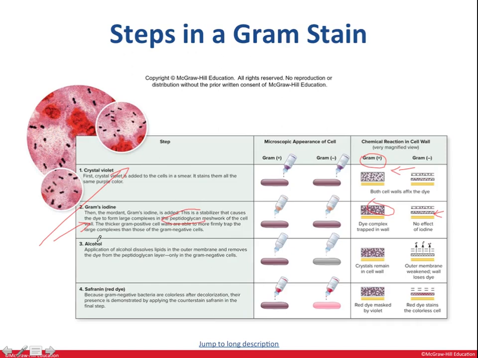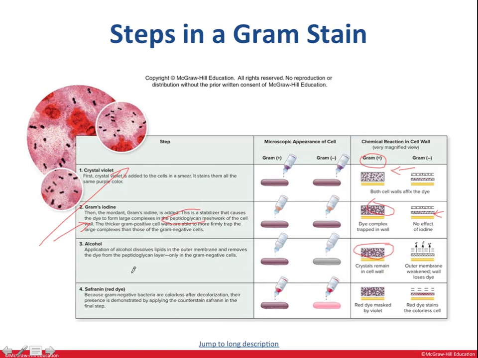Then we use alcohol to wash the bacteria, to wash out the dye. Since the gram-positive cells have a thicker cell wall, they hold more dye. Even when we wash, many dye molecules are still held by the peptidoglycan.